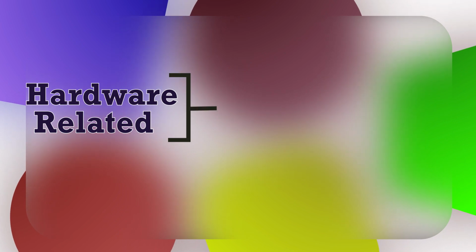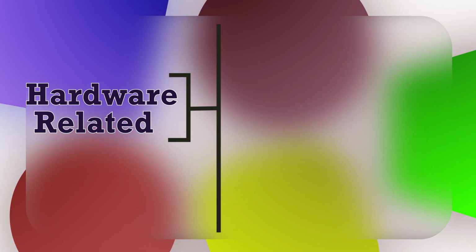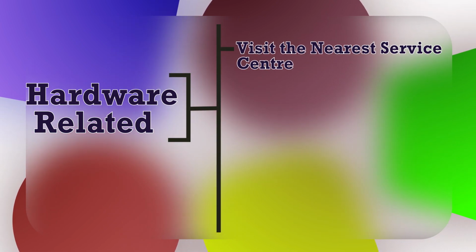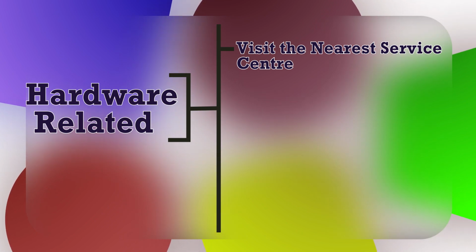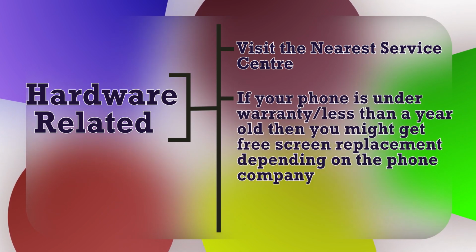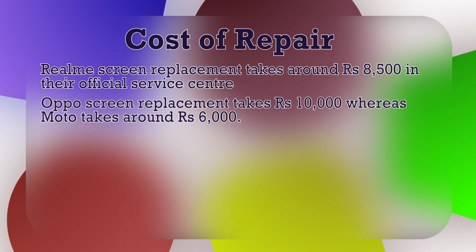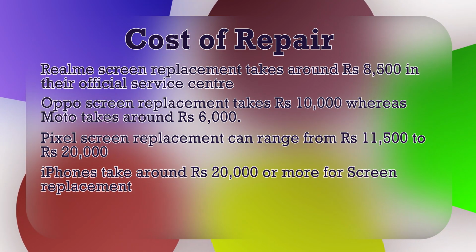If the issue is hardware, then the best solution is to visit the nearest service center and get it checked. If you are lucky enough and your phone is under warranty, you might get a free screen replacement depending on the company policy. And if it is not under warranty, then it might cost 2,000 to even 10,000 rupees depending on the smartphone brand.